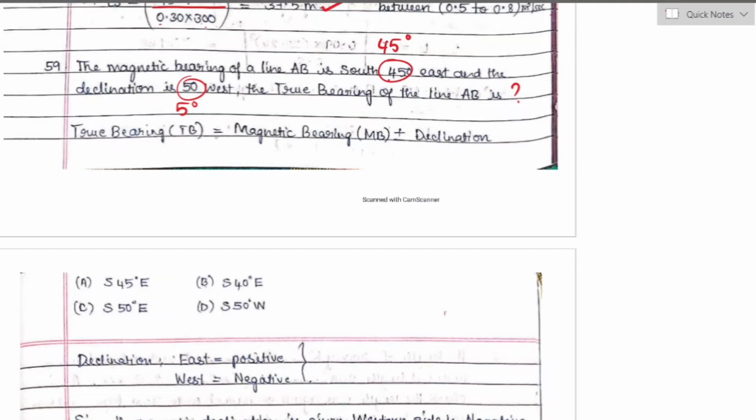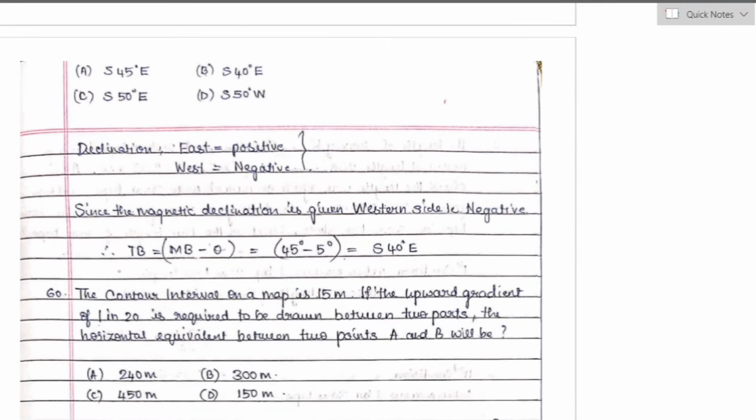We know that true bearing is equal to magnetic bearing plus or minus declination. Since there is a printing mistake, assuming the bearing of the line as south 45 degree east and the declination of 5 degree west, let us calculate the true bearing. So true bearing is equal to magnetic bearing minus declination. Since the magnetic declination is given on the western side, assuming it as negative, true bearing will be 45 degree minus 5 degree. So it will be south 40 degree east. Option B is the right answer.